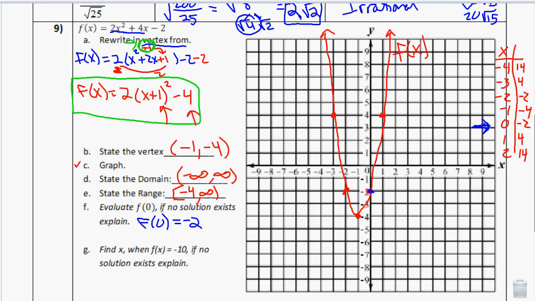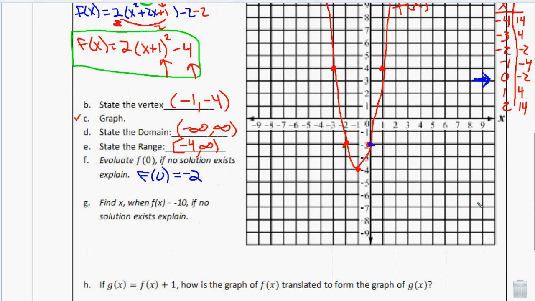Then the next question, it's kind of in reverse. Find x when f of x equals -10. And if no solution exists, explain. So they're asking what x value gives me an output of -10. -10 on the y-axis is down here. The parabola doesn't come down here. So no solution exists.